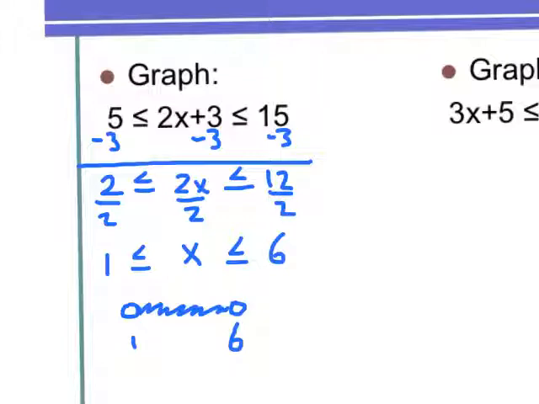And last part of this: 1 and 6, are they supposed to be shaded or left open? In this case, 1 is supposed to be shaded because it has the "or equal to" clause, and 6 is also supposed to be shaded because it has that "or equal to" clause. So they both are shaded. There's our complete picture. All the numbers between 1 and 6 inclusive, sometimes we say. That's our answer.